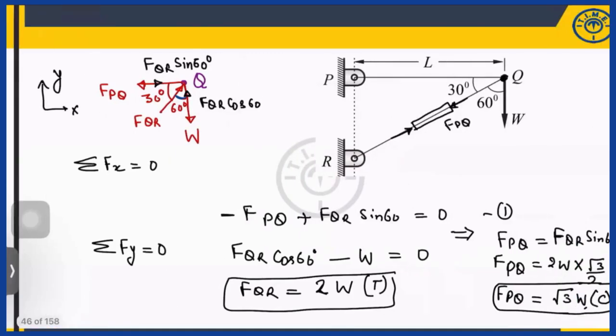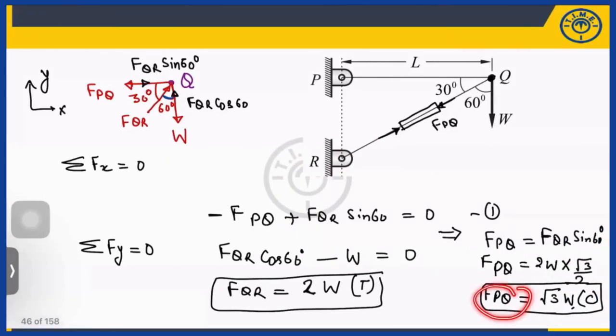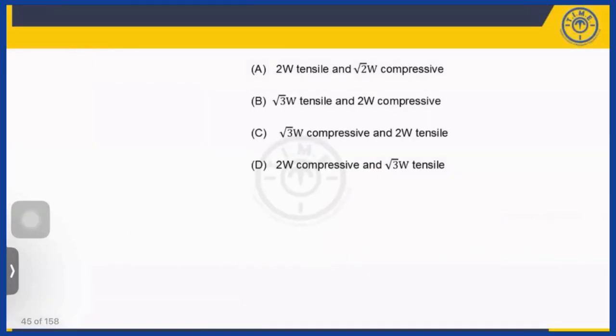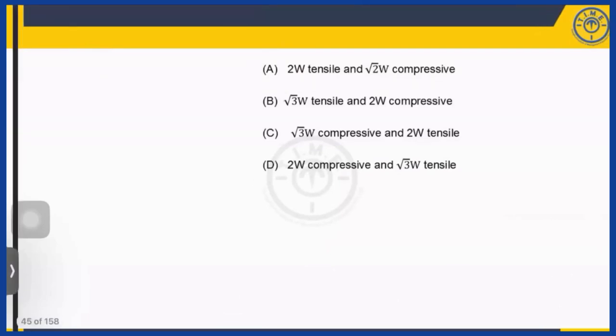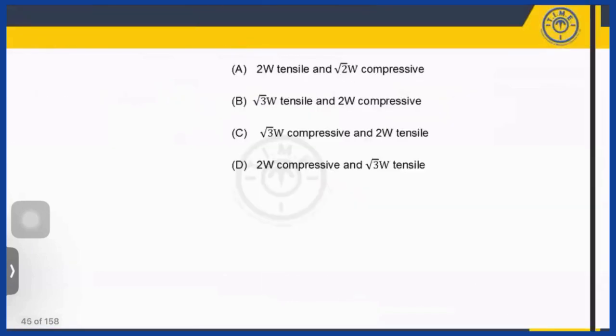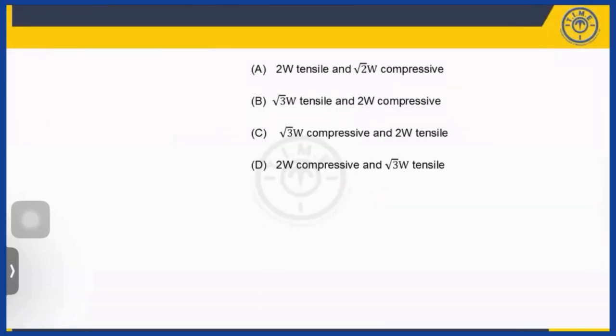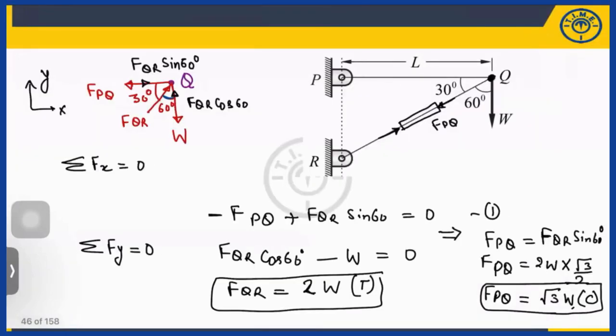So what is the correct answer? F of PQ is getting as root 3W, which is compressive, and 2W, which is tensile. So let me check. F of QR value you are getting as 2W. And what is the QR?